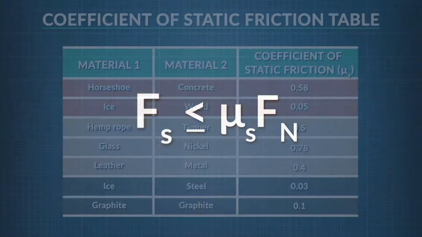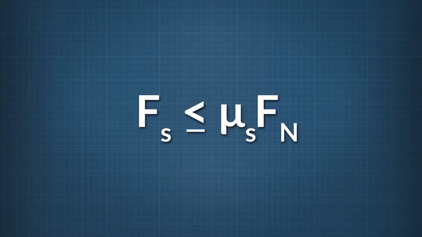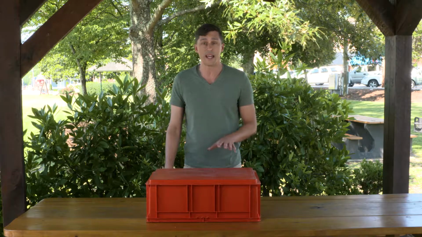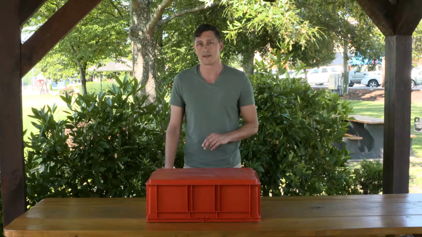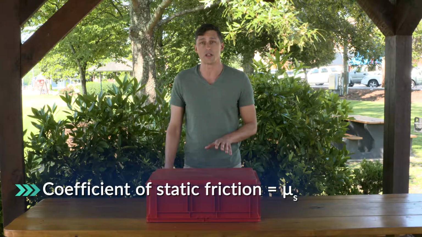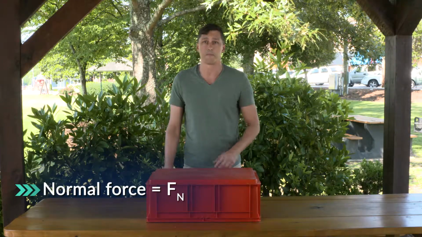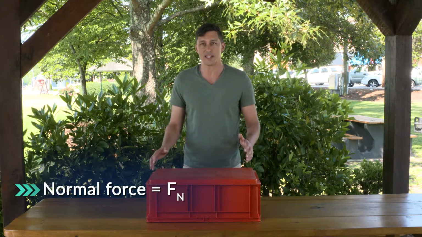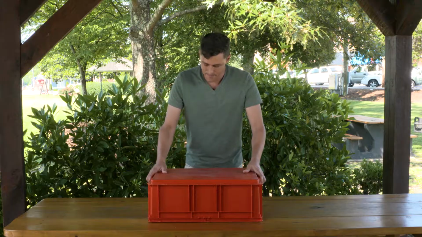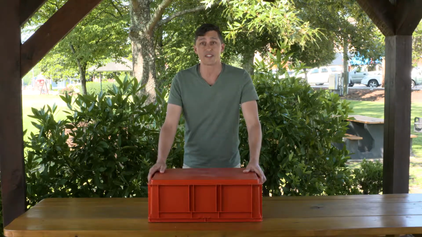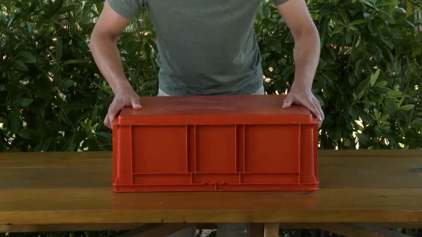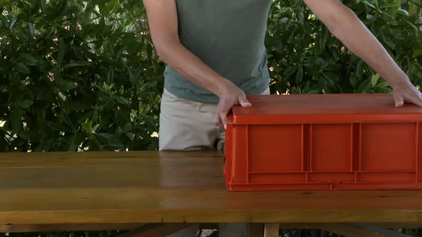Keep this in mind. The force due to static friction is always less than or equal to the coefficient of static friction times the normal force. So figuring out how much frictional force is going on between the crate and the bench, think about two things. The coefficient of static friction, mu sub S, and the normal force of the crate, F sub N. So when a crate is at rest on the bench and you try to move it, it takes a certain amount of force to get it moving and to overcome the frictional force between the crate and the bench.